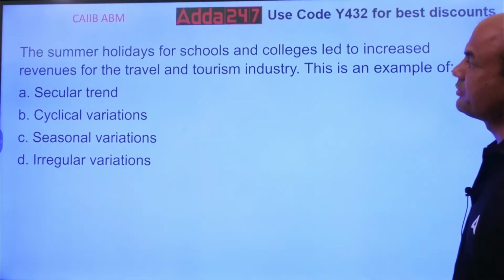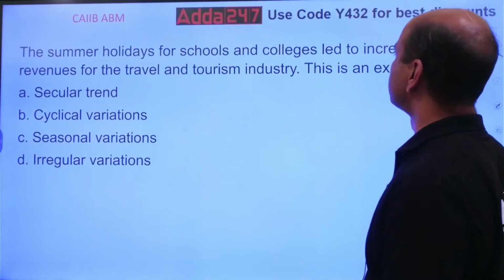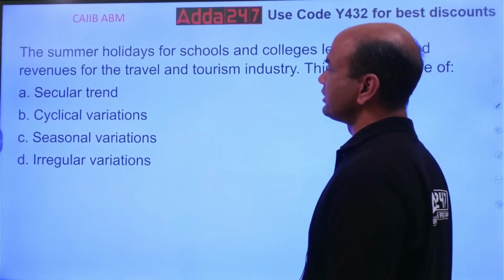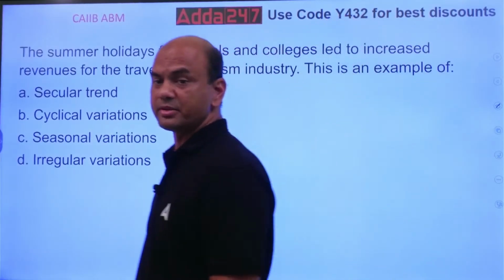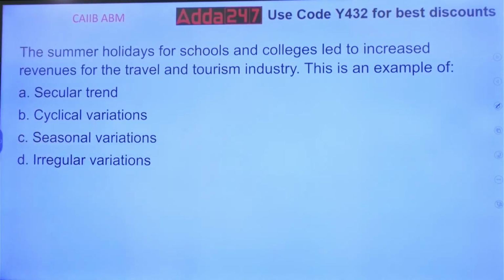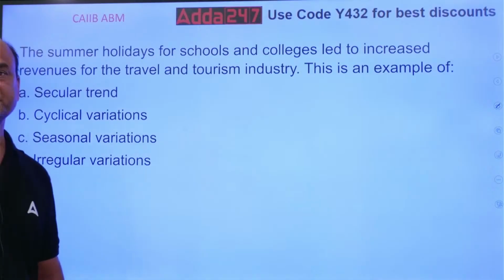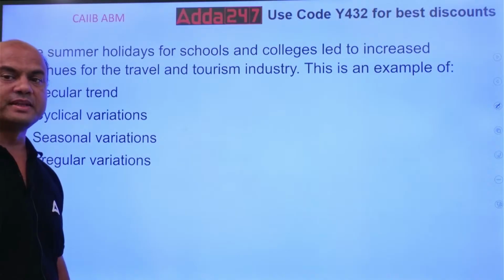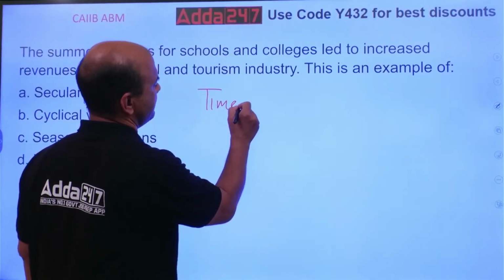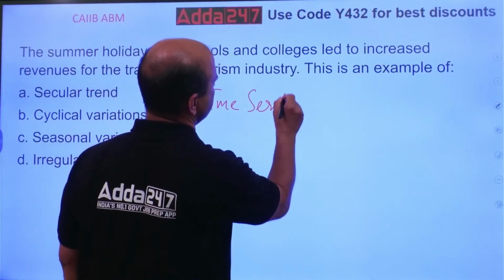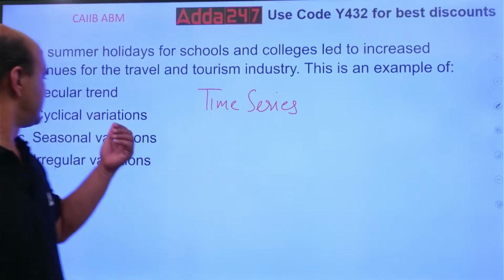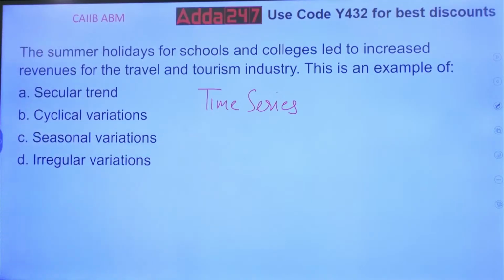Next one. The summer holidays for schools and colleges led to increased revenues of travel and tourism industry. This is an example of. Now, this is an example of what? What are these trends? Secular, cyclical, seasonal, and irregular. This is a part of time series. Okay, time series. In time series, we have 4 trends. These 4. Secular, cyclical, seasonal, and irregular.